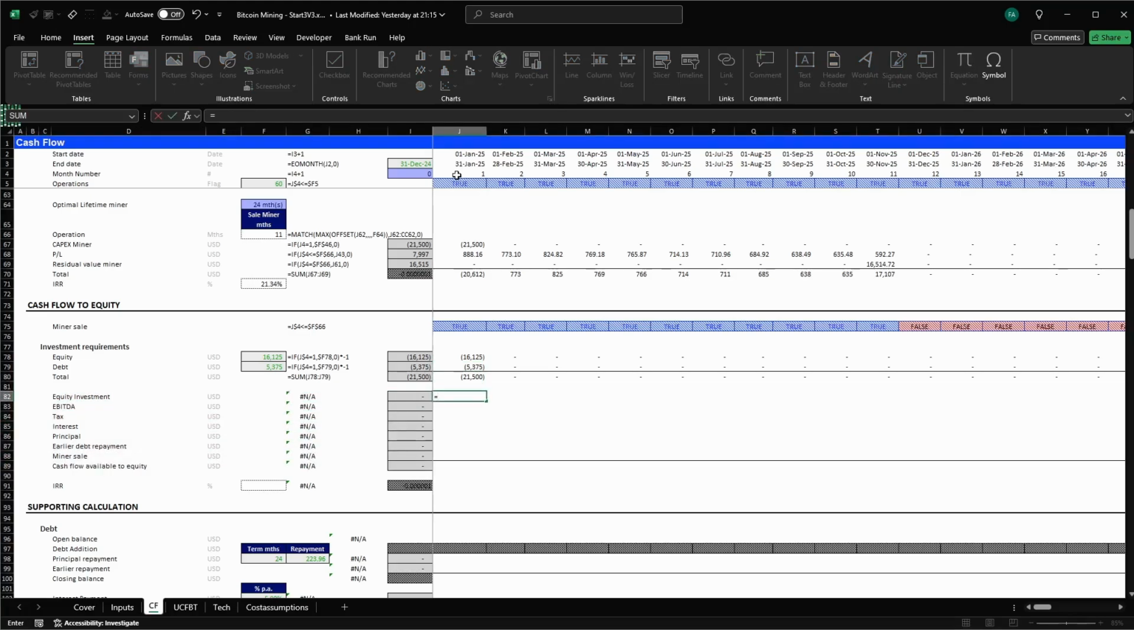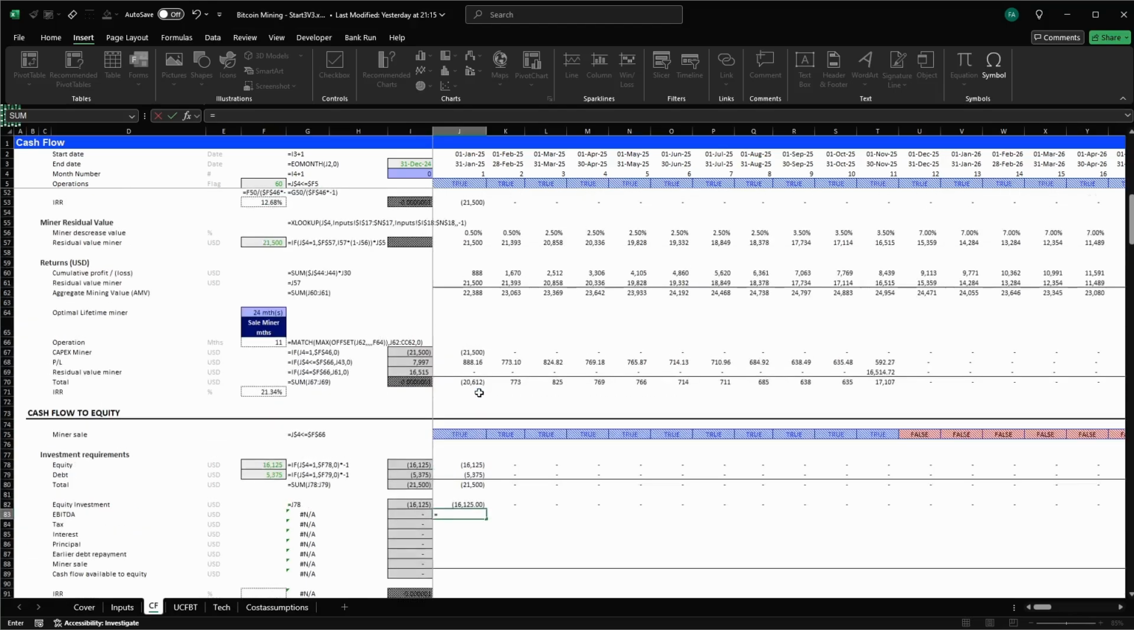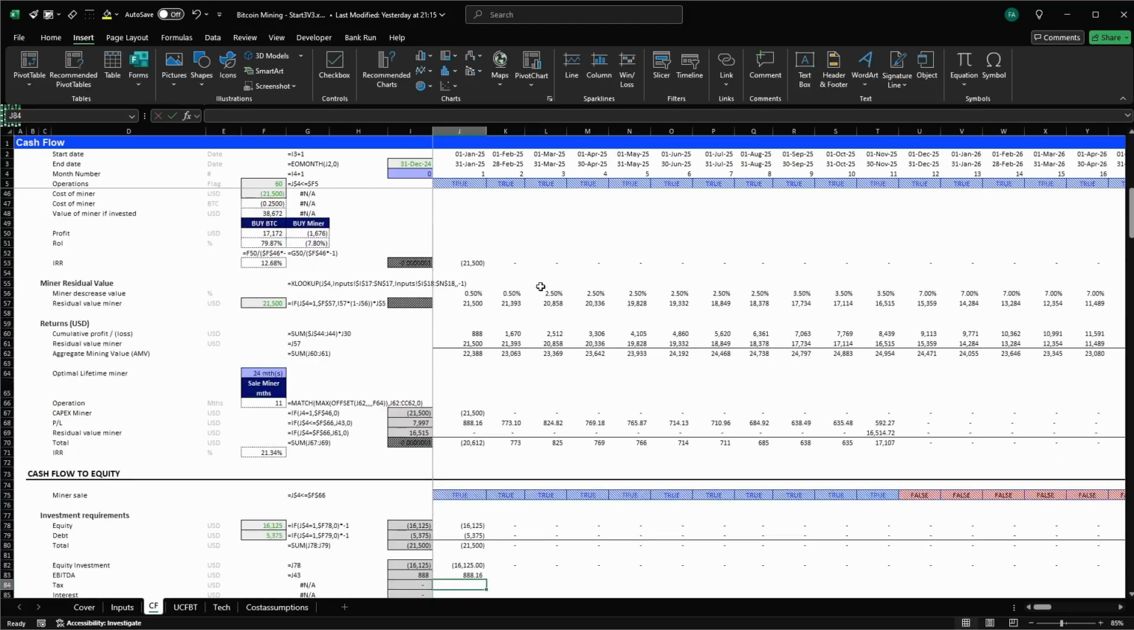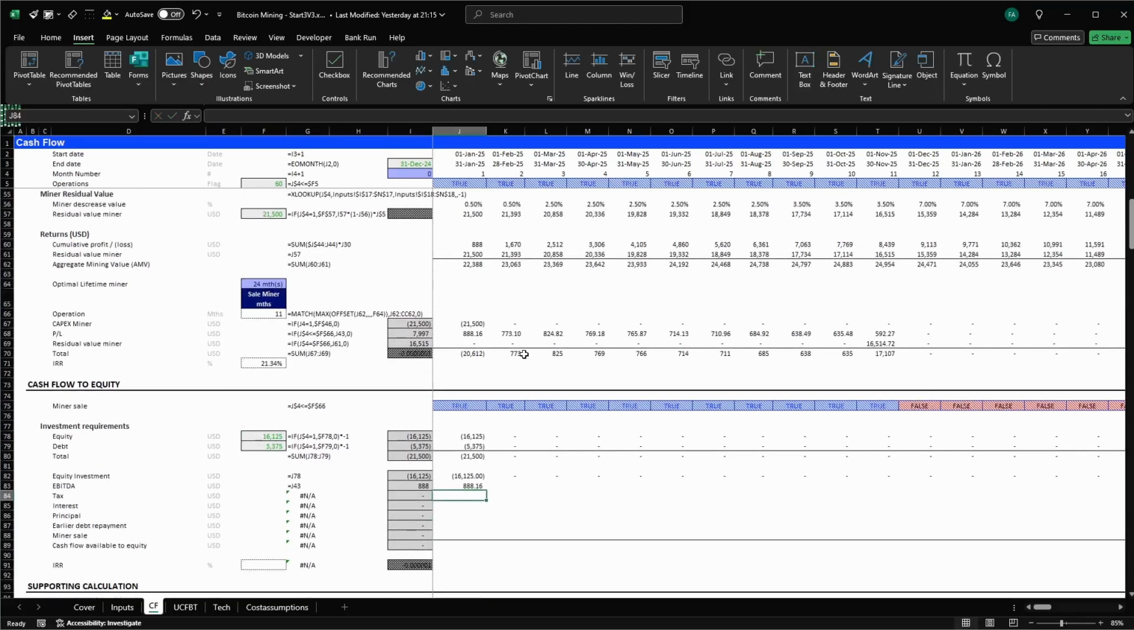It's going to be, first we have the equity investment, which is over here, is a negative number, so that's correct. Copy and paste across. Then we have our EBITDA, which is basically the revenue minus the cost in this case. So we also calculated that above. It should be this number over here on row 43. Okay, we're going to copy and paste this across later.